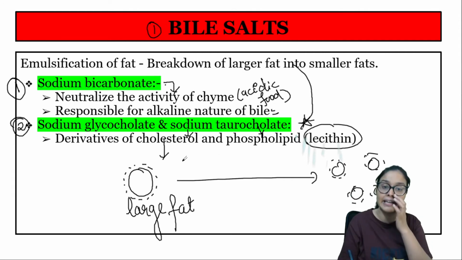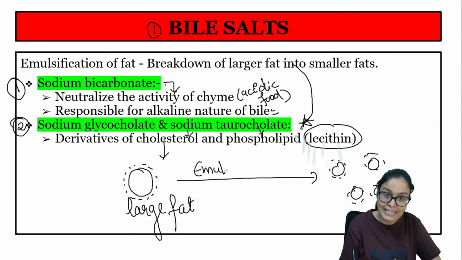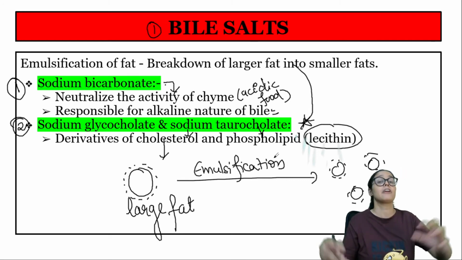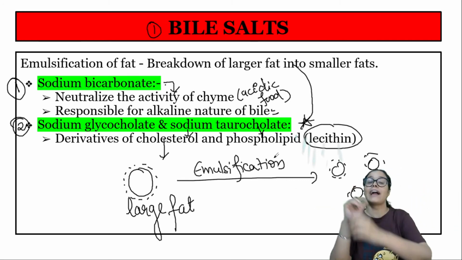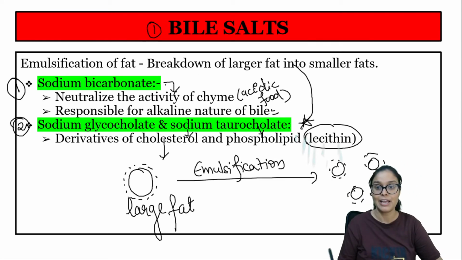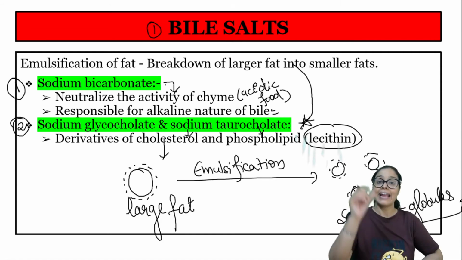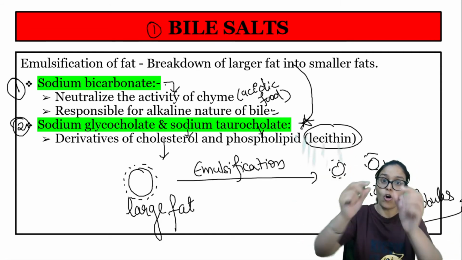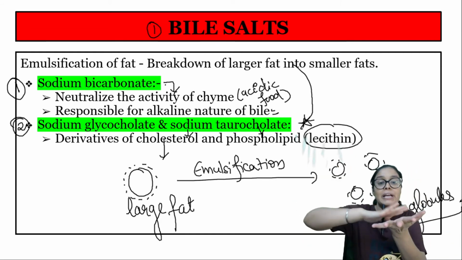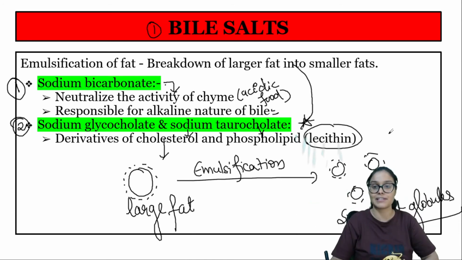It is mechanical digestion. It is emulsification. Here, the large fat molecule is being converted into small fat molecules. Why? So that the enzyme will work efficiently on it. The enzyme will efficiently work on the small fat molecules because now they have more surface area.